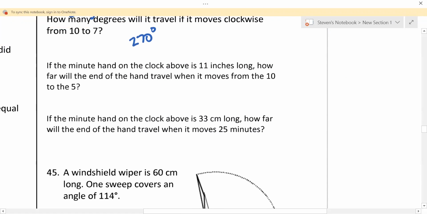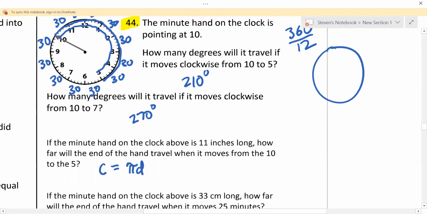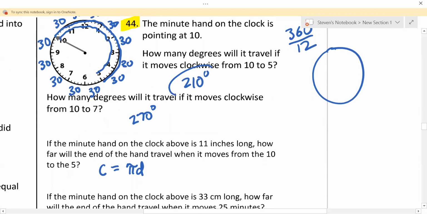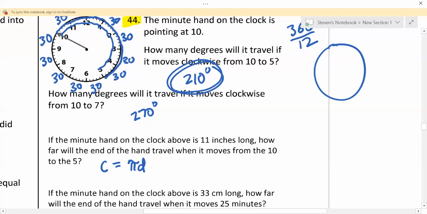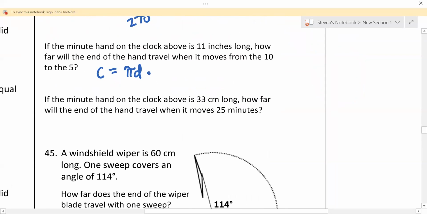If the minute hand on the clock above is 11 inches long, how far will the end of the hand travel when it moves from the 10 to the 5? So it's how far does the hand travel? It's not degrees. I think what they're looking for is distance. So that's a circumference question. We know that the circumference of a full circle is pi times diameter. They don't want the full circle. They only want from 10 to 5. We just answered that: from 10 to 5 is 210 degrees of the circle, right? So that's arc length. We're going to multiply this by the angle, 210 out of 360.